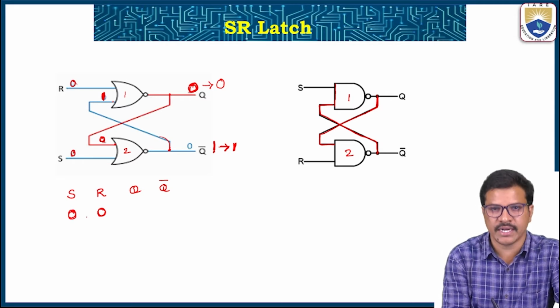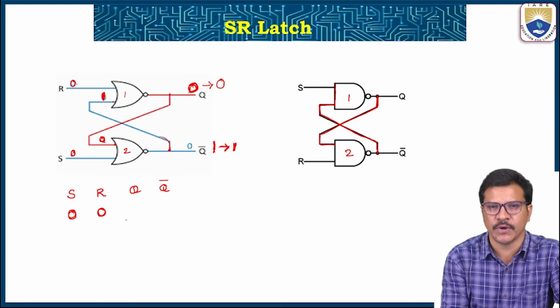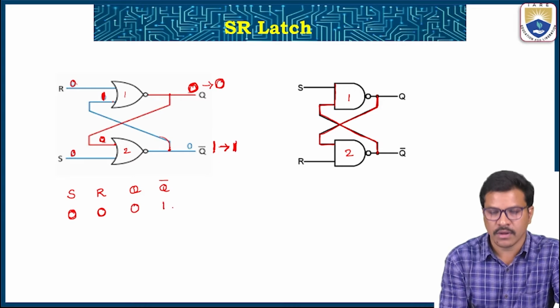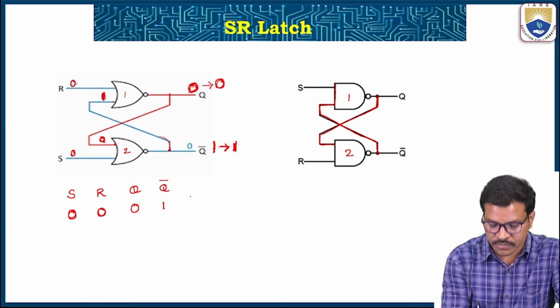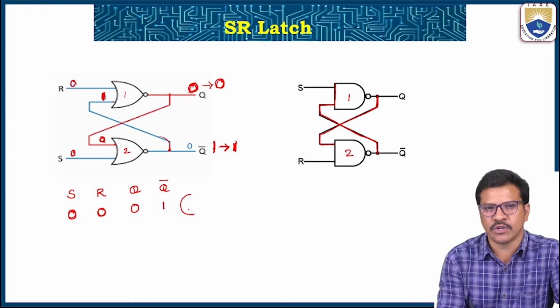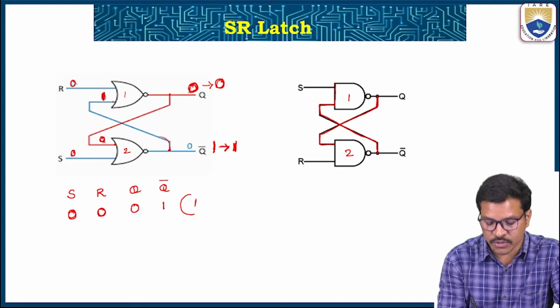After applying S = 0, R = 0, the next output is also Q is 0 and Q bar is 1. What does it mean? I am assuming 0 and 1 in Q and Q bar, but after applying 0 and 0 to the SR latch, it won't change. So we call it the no change condition, no change state.